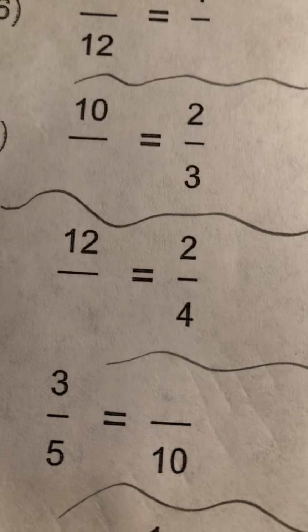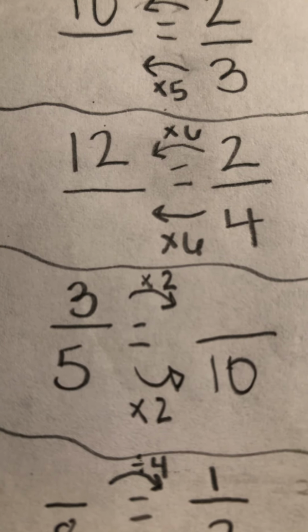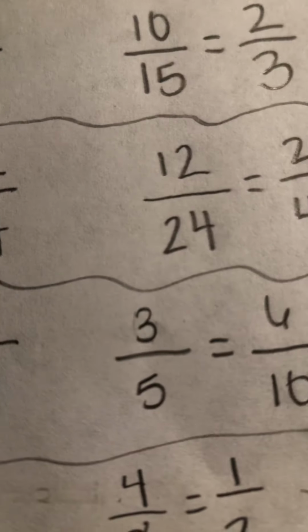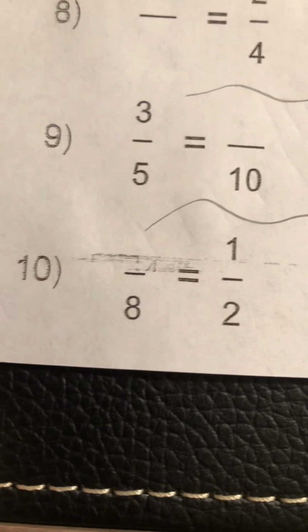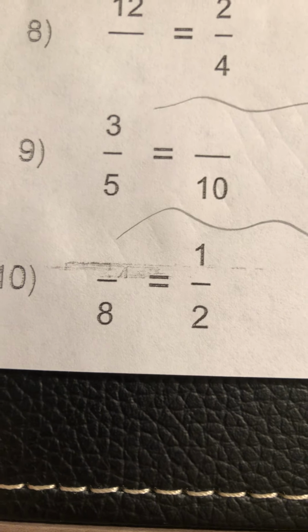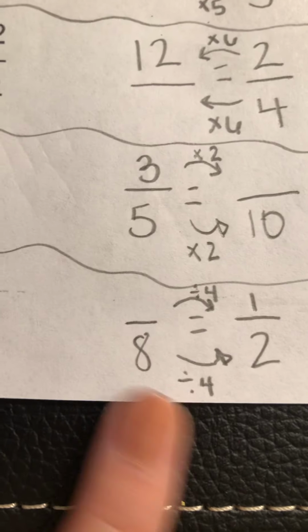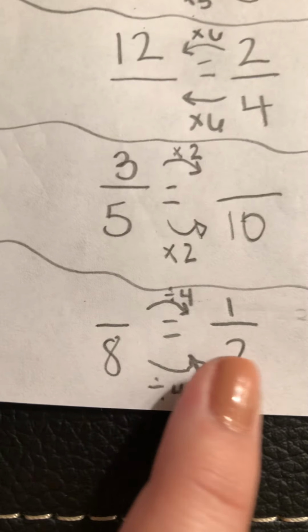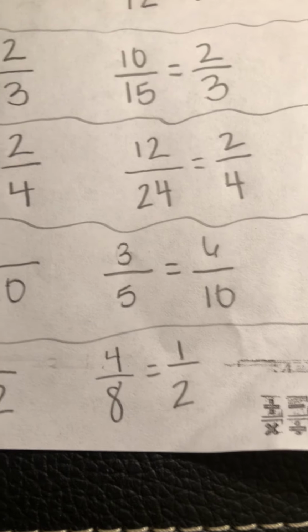And then number 9 and 10. Number 9, 3/5 equals, and then we just had the 10. What I did was I multiplied by 2 for each of those. And then that gave me 6/10. So 3/5 is equivalent to 6/10. Then lastly, number 10, you had the numerator is missing, and then you have the denominator, which is 8, equals 1/2. And all you had to do was divide by 4 because you had a bigger number and it was going to a smaller number. So that means that you need to divide by 4. And you got 4/8 equals 1/2.